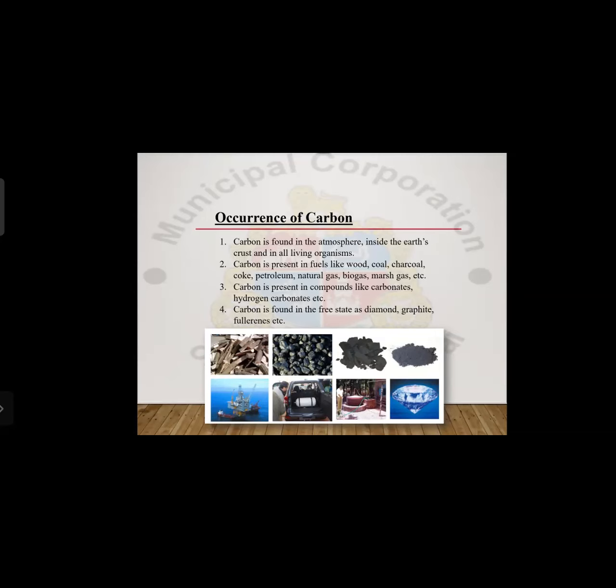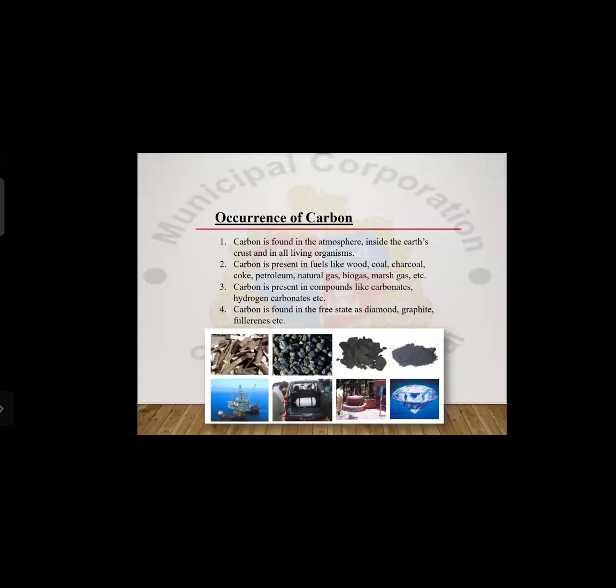Free state has three: diamond, graphite, fullerene. And since carbon is tetravalent, it possesses the property of catenation. So it forms innumerable compounds by combining with other elements. You could see the source of carbon in the given slide, how carbon occurs in nature at various places.